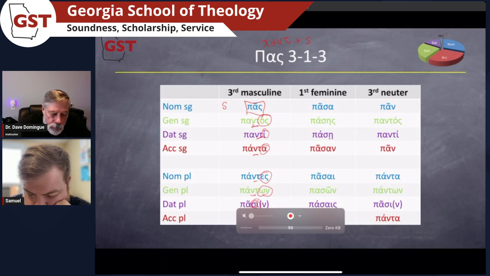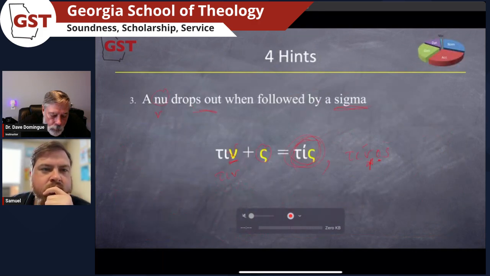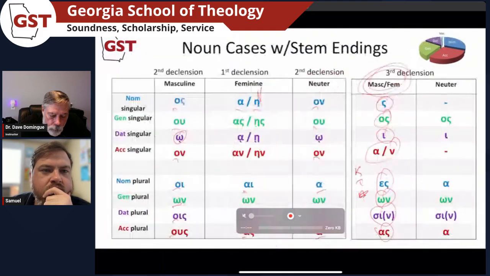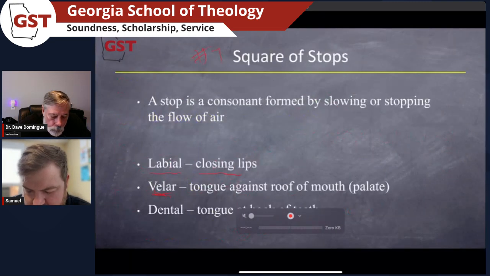If you go back to this chart, there's our case endings that we just looked at. And same thing with the plural, right?